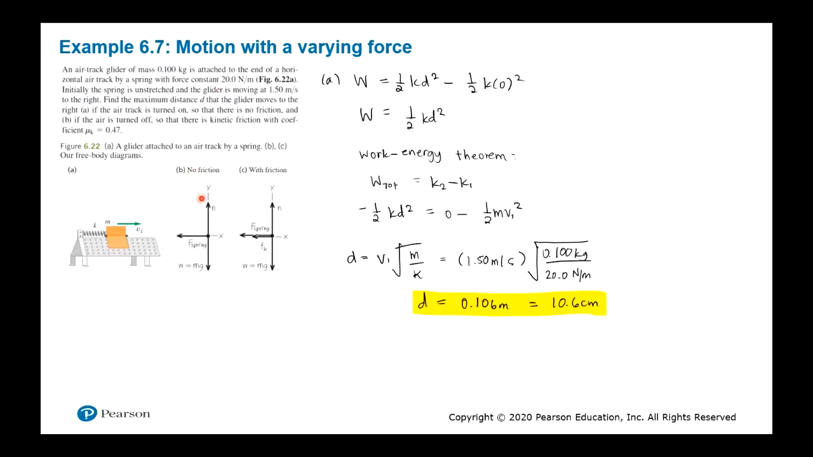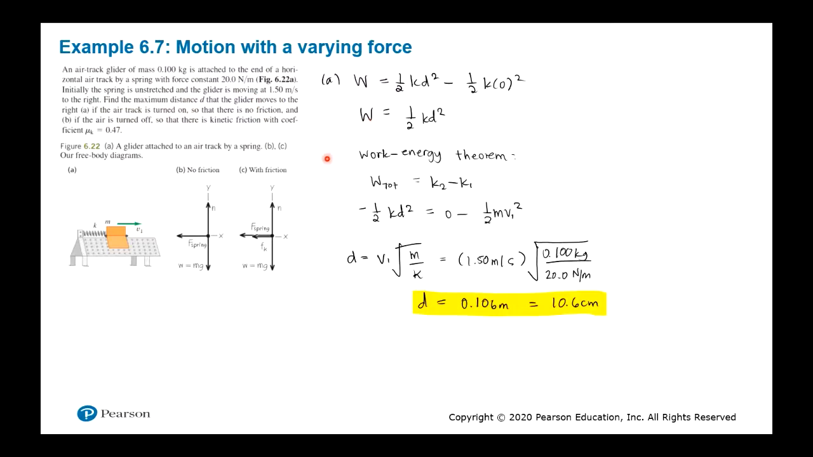The first one is when the air track is turned on. That means there is no frictional force acting on it, but there is a force via the spring, and then also the weight. And then we also have the case with friction, so there's the frictional force, and then we have the force of the spring and the weight. Now, because the air track is turned on, that means there is no friction.